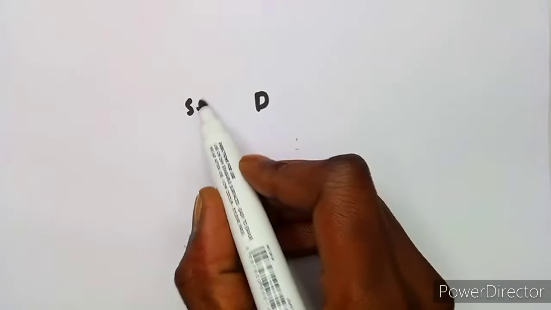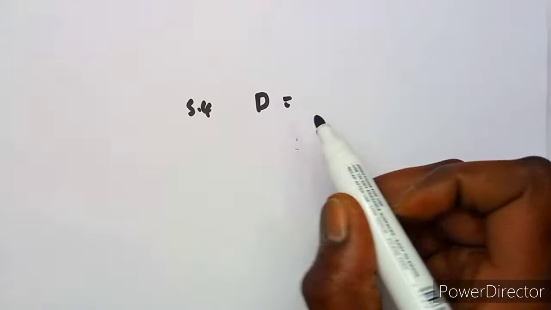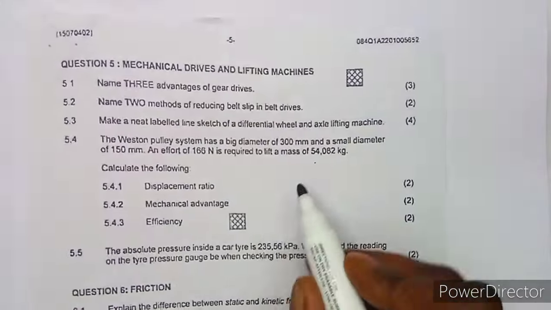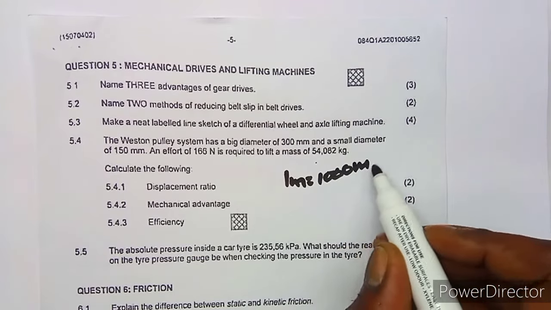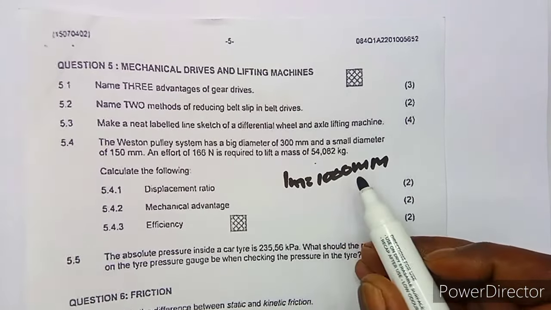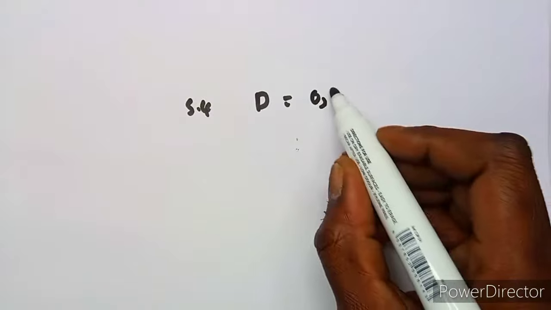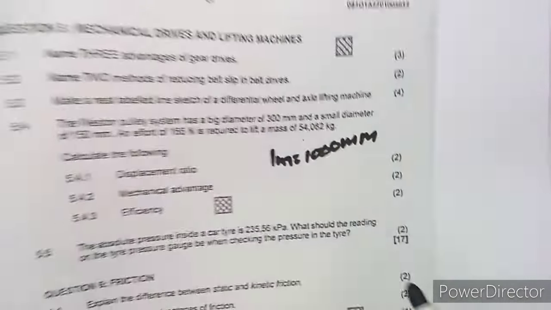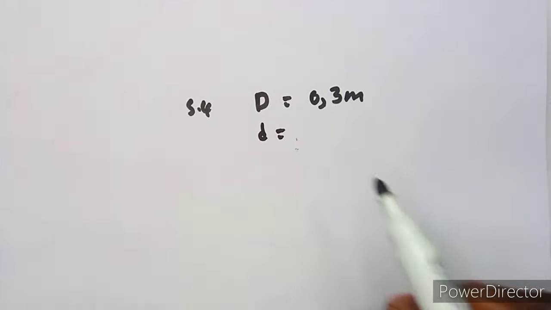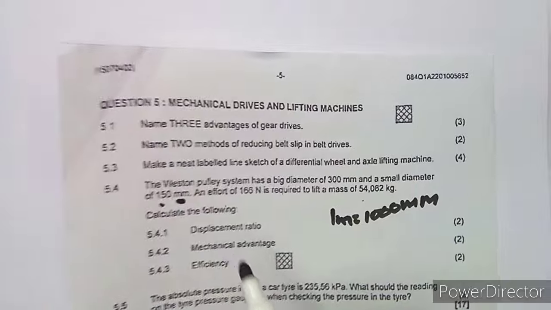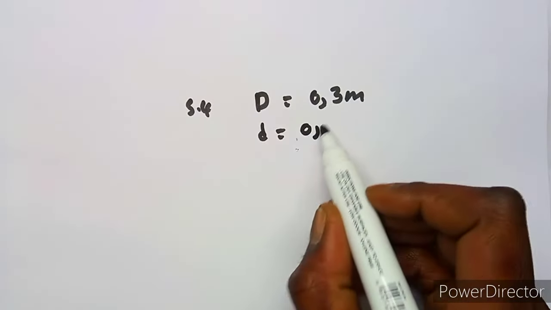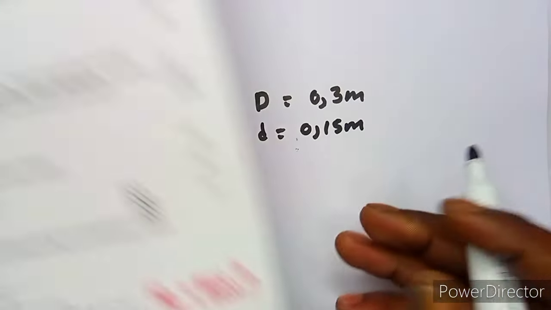So in this case, I'm going to put it as bigger D, which is 300 millimeters. Remember, in a meter we have 1000 millimeters, so you have to divide by 1000, which gives us 0.3 meters. And the smaller diameter, I'm going to put it as smaller d, which is 150 millimeters. So divide by 1000 again, which is 0.15 meters.